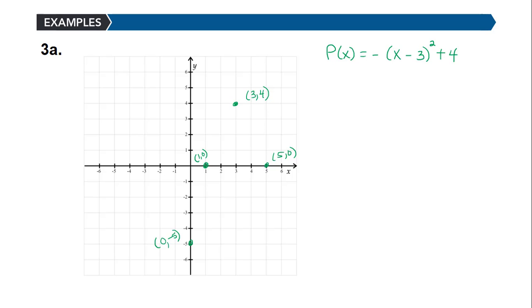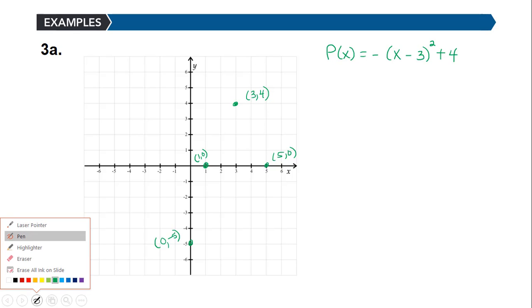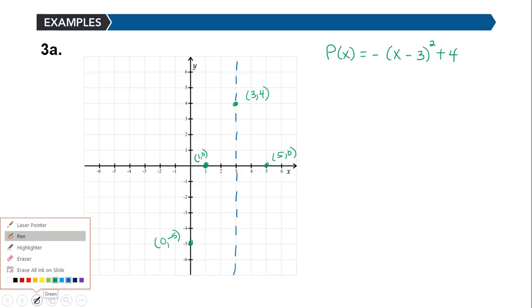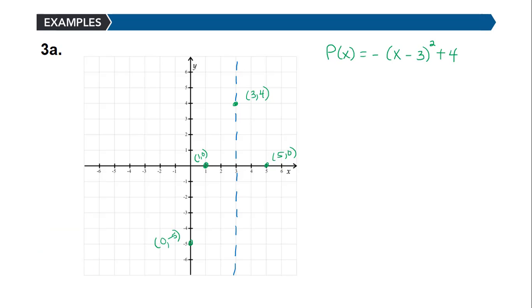And then I have this axis of symmetry that is a vertical line through x equals 3. And I'm going to draw that on here first, and I'll show you why. Because what the axis of symmetry tells me is that if there's a point to the left of this axis of symmetry, there needs to be a mirroring point to the right of it. And we can see that, like the points (1, 0) and (5, 0). Notice that (1, 0) is 2 units left of the axis of symmetry, and (5, 0) is 2 units right.